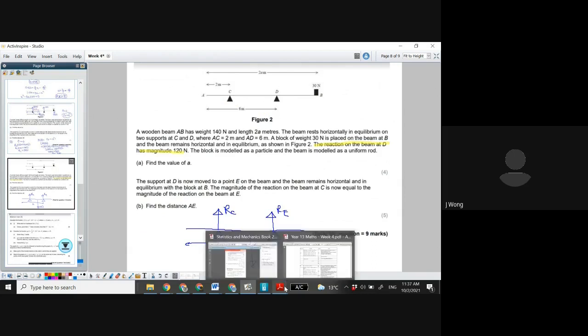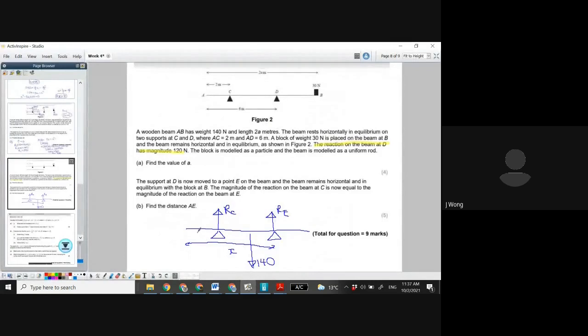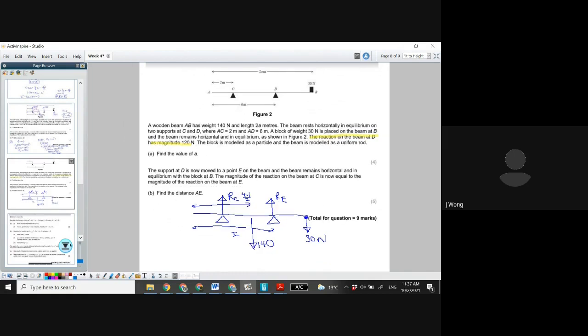So let me just double check the answer first. It is 4.1. So yes, we could just halve this. So that would be 4.1 divided by 2, and whatever that is. And then we have a weight here, which is exactly 4.1 away from point A. Now, in this situation, the amount of unknowns increase. There are 3 in total.